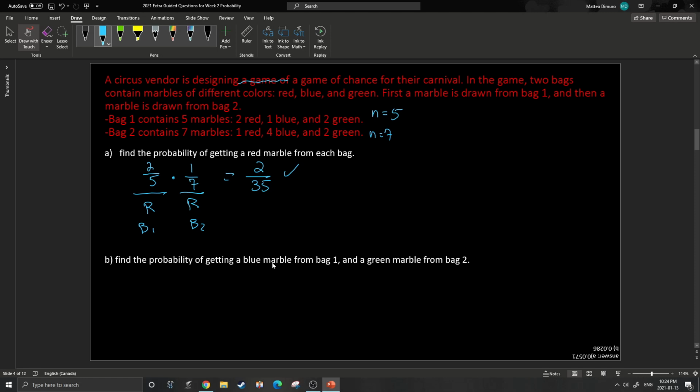Find the probability of getting a blue marble from bag 1 and a green marble from bag 2. Same kind of setup. Draw a line, and we're going to go blue from bag 1 times green from bag 2. For bag 1, we just got 1 blue out of the 5, multiplied by 2 green out of the 7. So 1 times 2 is 2, and then 5 times 7 is 35, and you can go check that answer down there. I'm just checking my answers here.